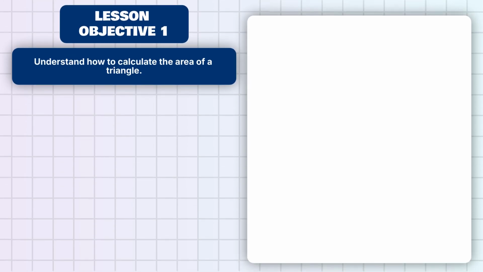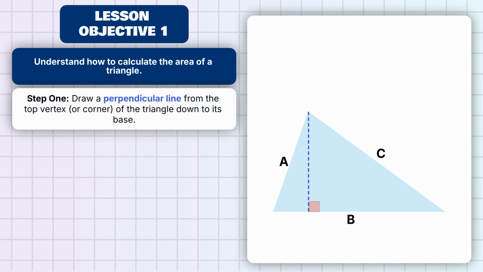But what about more general types of triangles like scalene or isosceles? We can apply a similar principle here with this scalene triangle, side lengths A, B, and C. Let's think about drawing a perpendicular line from the top vertex or corner of the triangle down to its base. This line represents the height of the triangle, so let's call it H. As you can see, the line H divides triangle ABC into two right-angled triangles. Let's call the base of the first one X and the second one Y.